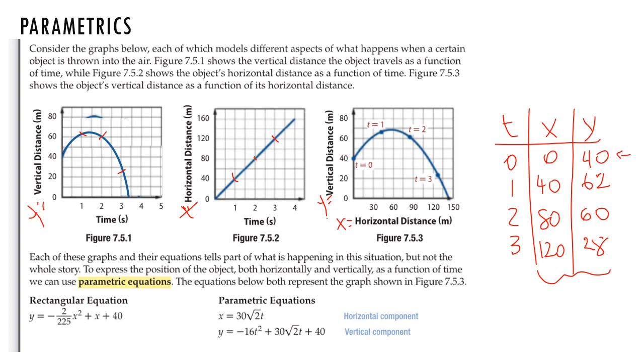So at this point 0, 40. 0, 40 is when time is 0. When time is 1, we have the point 40, 62 approximately. When the time is 2, it's about 80, 60. It's about 80 distance away and 60 meters high. And then the last one is approximately 120 and 28.